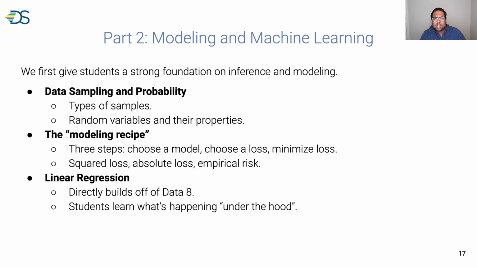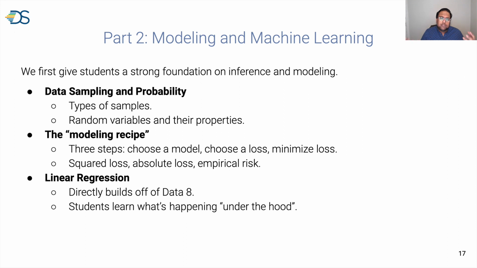We also introduce this idea of a random variable, which will be more useful later on when we talk about the bias variance trade-off, and we talk about various properties of random variables. We also introduce this idea of a modeling recipe, where we teach students what exactly a model is and how to choose the optimal parameters for your model. And that involves choosing your model, choosing a loss function that you want to evaluate your model with respect to, and then minimizing your loss function averaged across your entire data set. And this is a series of steps that will repeat itself throughout all of the models that we teach students.